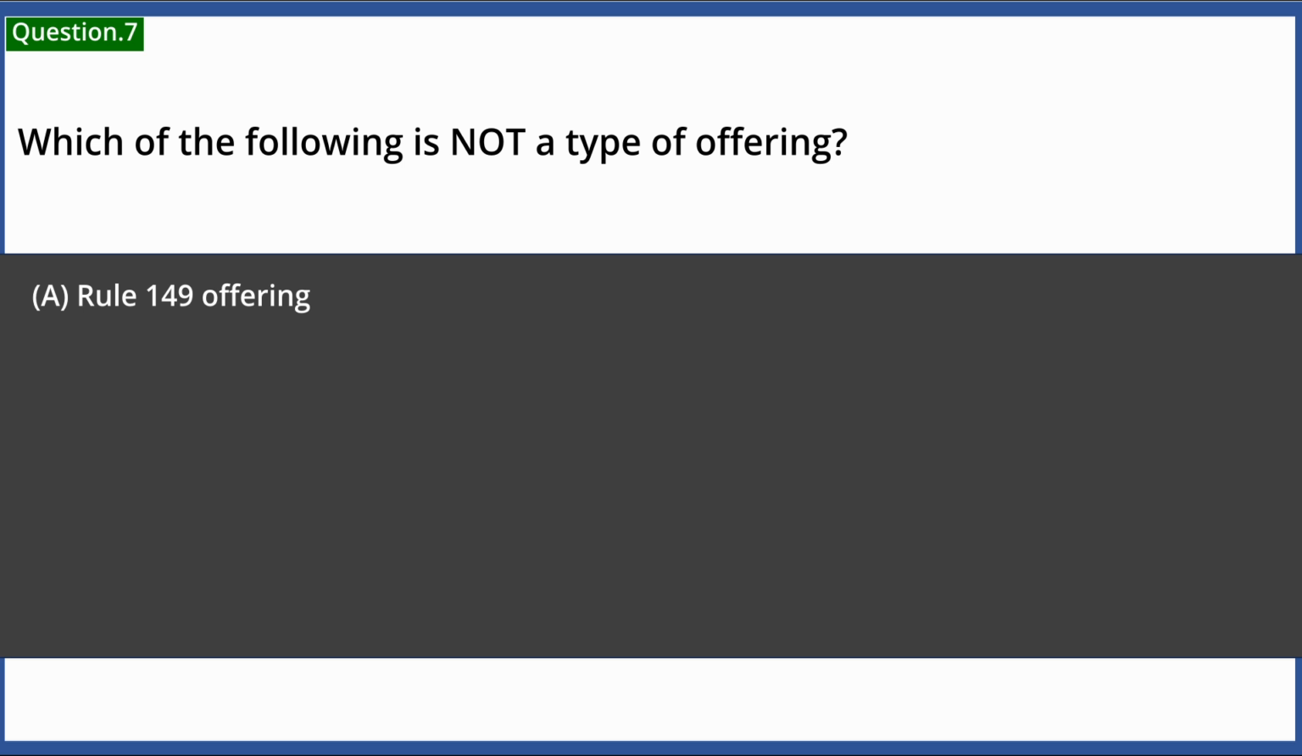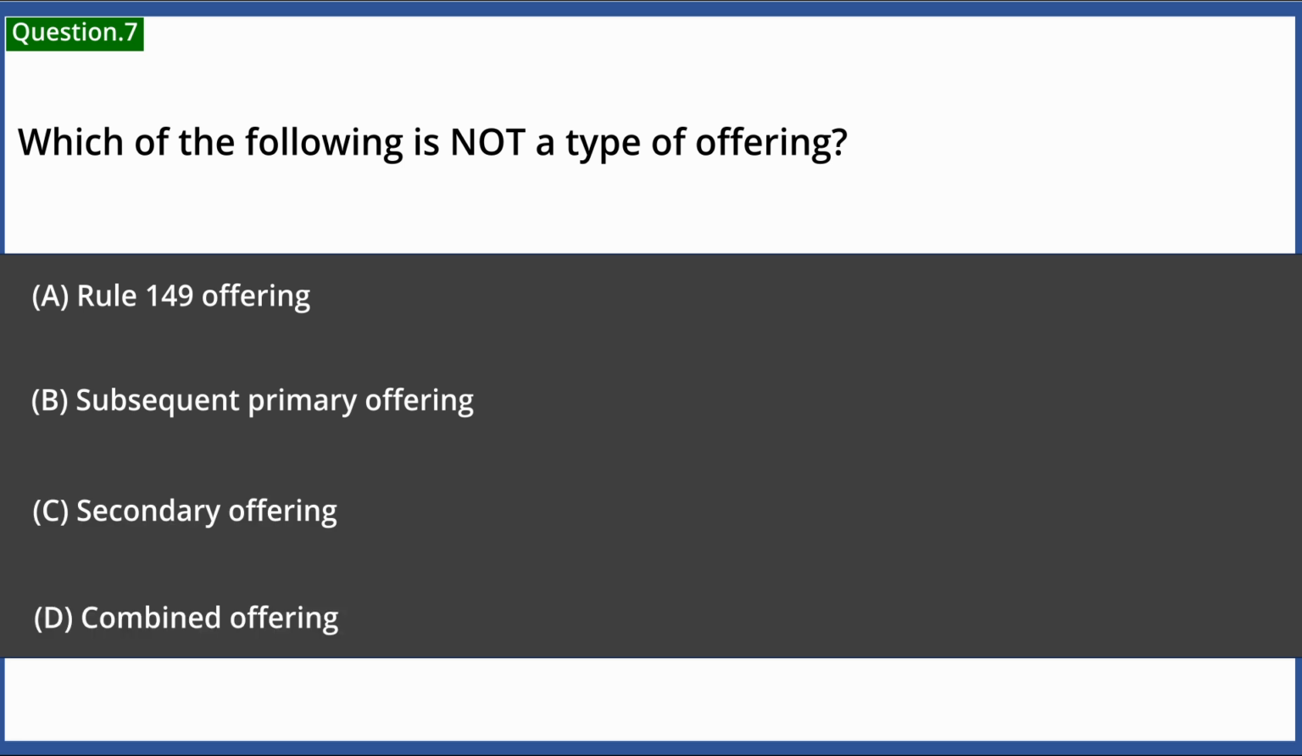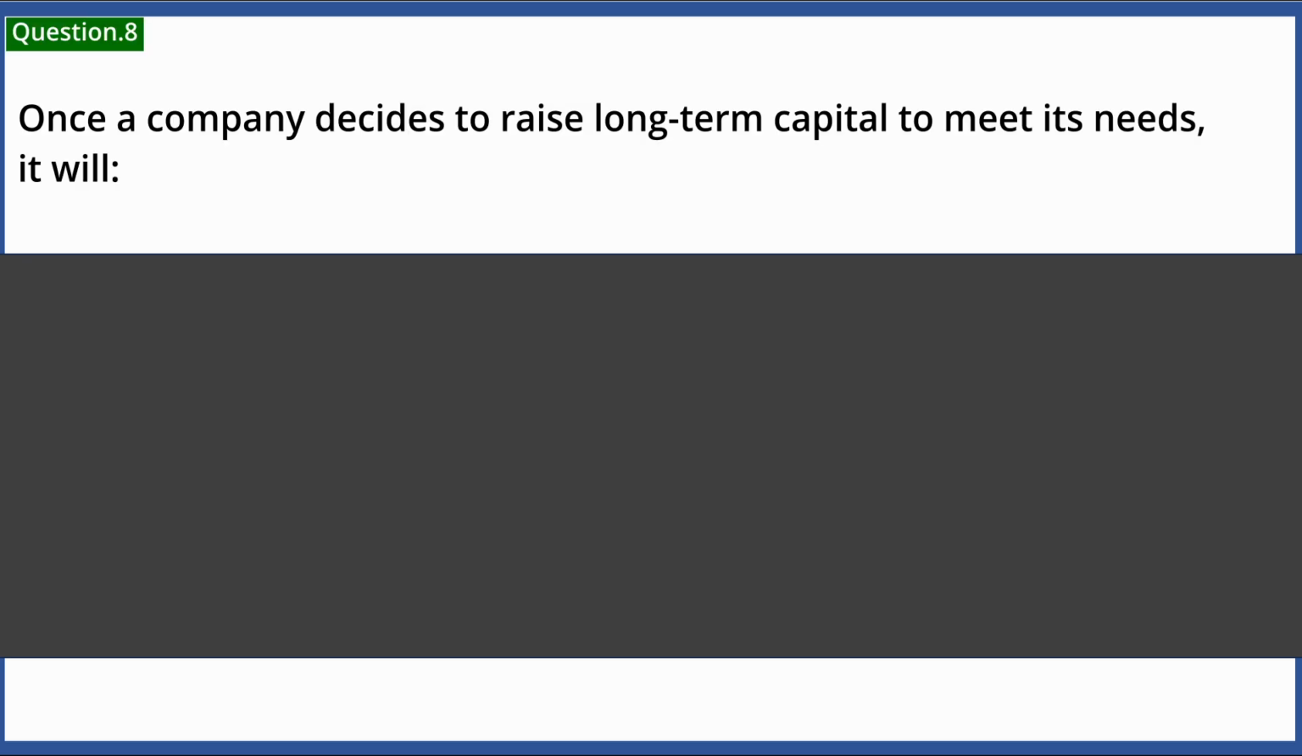Which of the following is not a type of offering? A. Rule 149 offering. B. Subsequent primary offering. C. Secondary offering. D. Combined offering. Answer: A. Rule 149 offering.